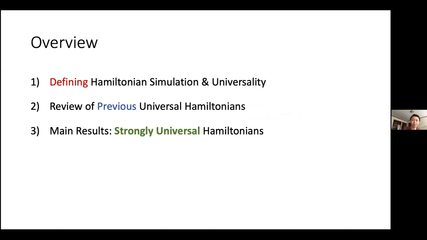So for the rest of my talk, I will start by defining more precisely what I mean by Hamiltonian simulation and universality. Then I will review previous constructions of universal Hamiltonians, and then I'll move on to our construction of strongly universal Hamiltonians. I will sketch the key idea behind our construction and provide some discussion.